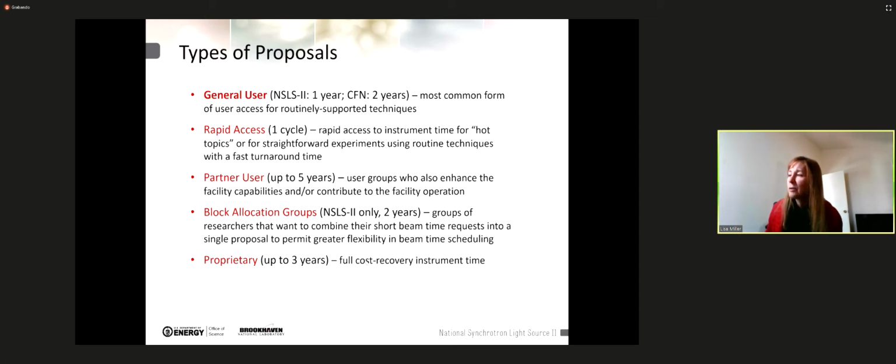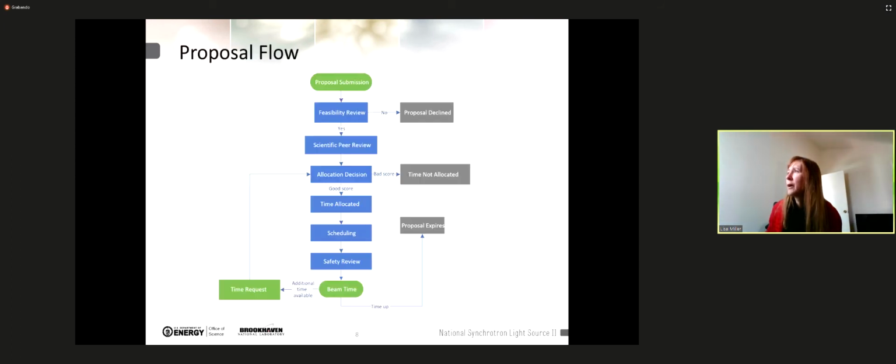And then lastly, we do accept proprietary proposals. Again, that's full cost recovery instrument time. And those are typically about 3 years in length, but they often get renewed and extended because we have a number of companies that have regular access to beam time, primarily, again, in the protein crystallography field. All right, so those are the different proposal types, but what I'm talking about today is focusing on the general user proposal, but I'm happy to describe the others more if you want to learn more.